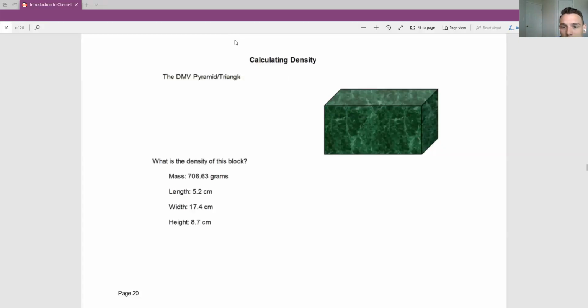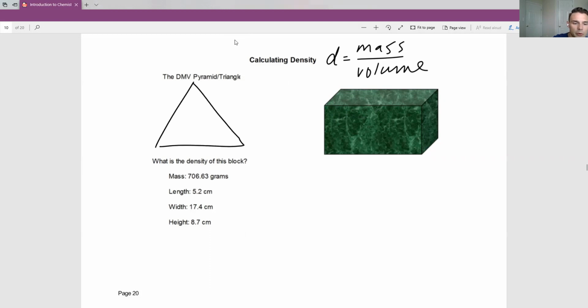Calculating density, very simple. Density is mass over volume, right? There's this little triangle thing that you can do that will help you. It's called the DMV triangle. And basically, if you cover up what you want, it tells you how to solve it. So if I want density, you cover it up, it's mass over volume. If I want mass, it's density times volume. If I want volume, it's mass over density. Or you can simply rearrange this equation to get the thing that you want.